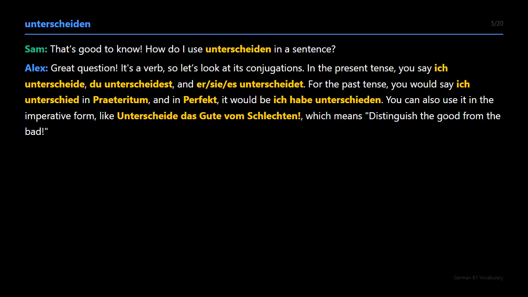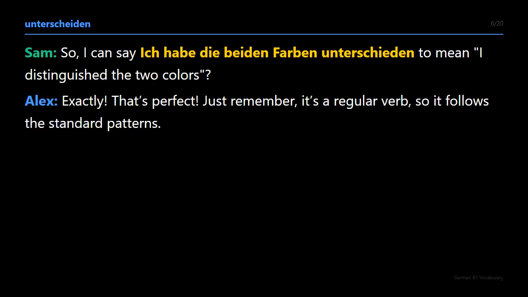So, I can say, ich habe die beiden Farben unterschieden, to mean I distinguished the two colors. Exactly. That's perfect. Just remember, it's a regular verb, so it follows the standard patterns.